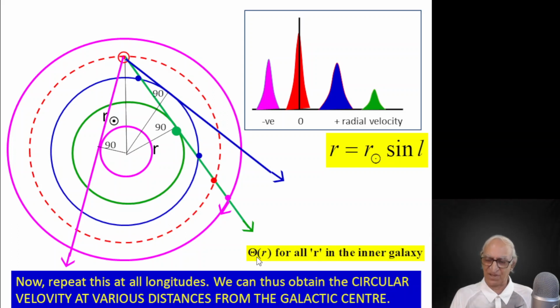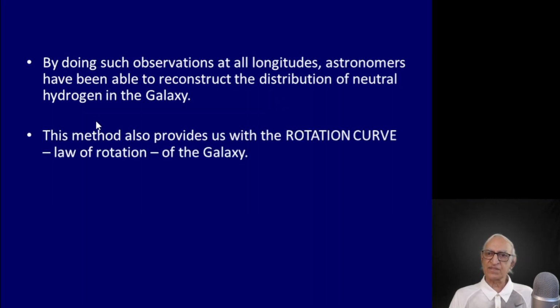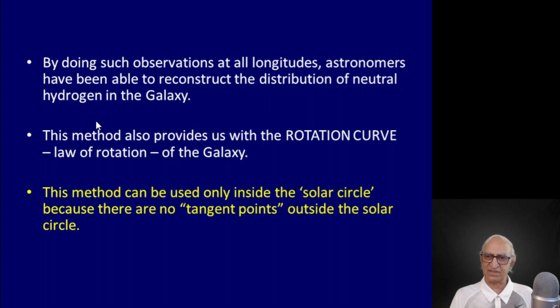There's also a galaxy beyond the solar circle, but we cannot use this technique of tangent point because, as I said before, if you look towards the galactic anticenter, there are no tangent points. You will intersect all the circles. So before going there, by doing such observations at all longitudes, astronomers have been able to reconstruct the distribution of neutral hydrogen in the galaxy. This method also provides us with the rotation curve or the law of rotation of the galaxy.